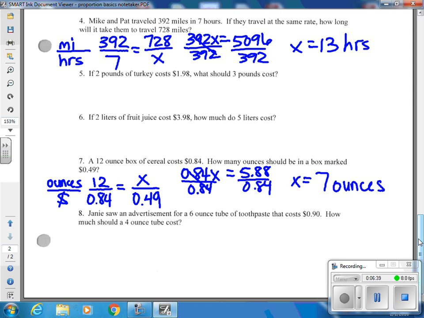And if you use some common sense, if a 12-ounce box was 84 cents, then the next box has to be smaller because the price is cheaper, right? So you can kind of use some common sense behind your answer, and does that really make sense as you go? So all the problems that we did not do through this video, you need to go back and complete on your own, and I will be checking those answers when you come to class.